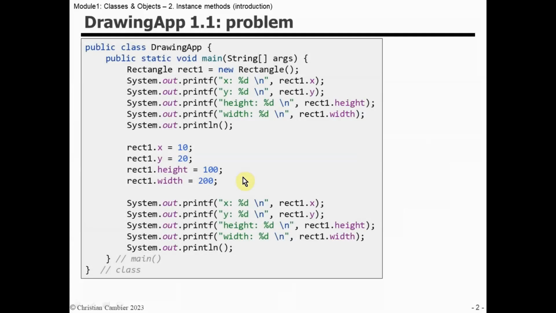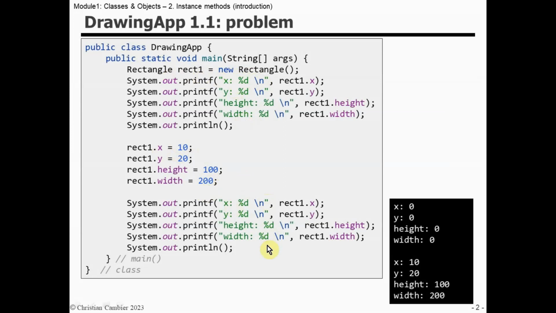So to recapitulate the situation in DrawingApp 1.1, our last version, we created a rectangle, then printed out the properties. We assign a few values to the properties and print out the properties again. And it works. In the beginning we have printed the default values, after which we've printed the properties that were set to a different value.